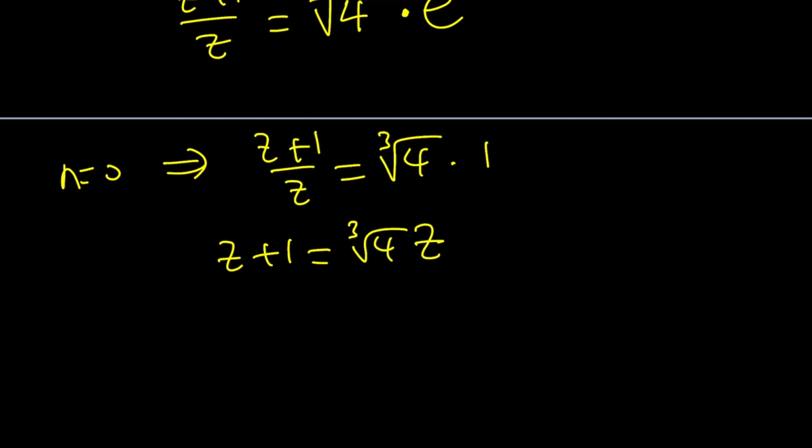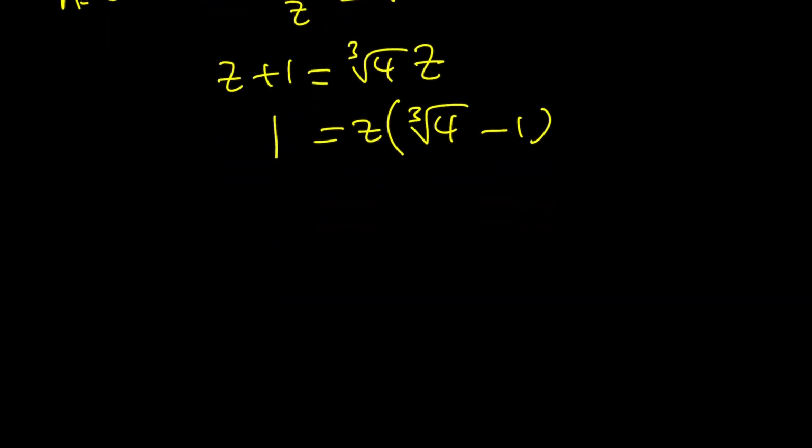And I put the z's on the same side and kind of factor out the z. Cube root of 4 minus 1. Oh, I can't write a 2. I can't write a 4. A 3. Whatever. So yeah. And this equals z plus, z. It's equal to 1. And now we can go ahead and divide both sides by cube root of 4 minus 1, sorry. And that's going to give us 1 over cube root of 4 minus 1. So this is one of the values of z.